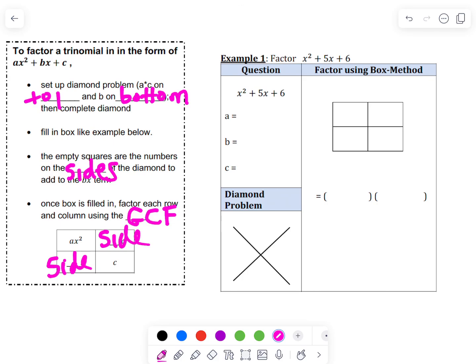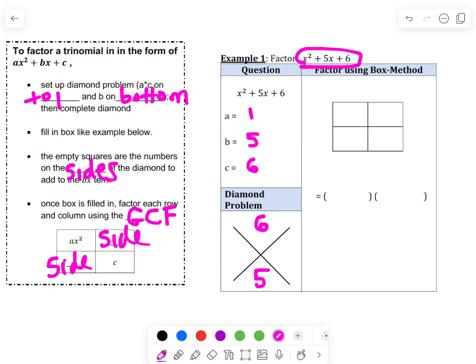So we have a quadratic equation or expression, and this one, the A is going to be 1. So I'm going to start off with a simpler one because they're going to get harder when the A is not 1. So we first identify the A, B, and C in the quadratic. Then we set up our diamond. So the top of the diamond is going to be your AC, so 1 times 6 is 6. The bottom of the diamond is going to be your B, which is 5.